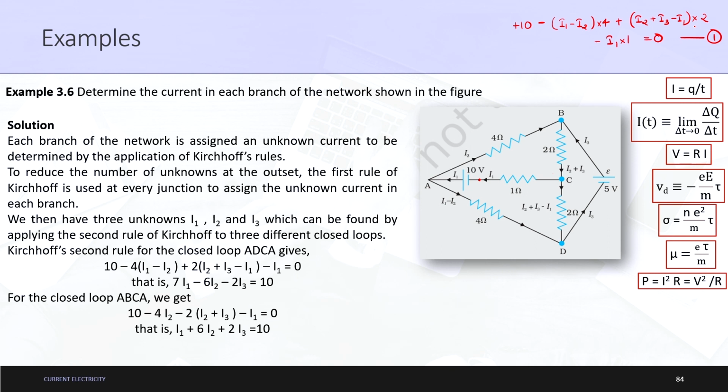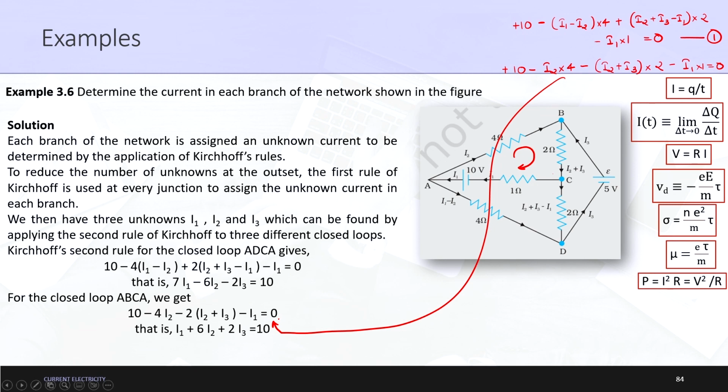Let us move on to the second loop, that is ABCA. This is the loop being talked about here. Again we are moving in this direction, so it will be plus 10 minus I2 into 4 minus (I2 plus I3 minus I1) into 2 equal to 0. So, it is 10 minus 4 I2 minus 2 into (I2 plus I3 minus I1) equal to 0. Hence, this is the second equation.